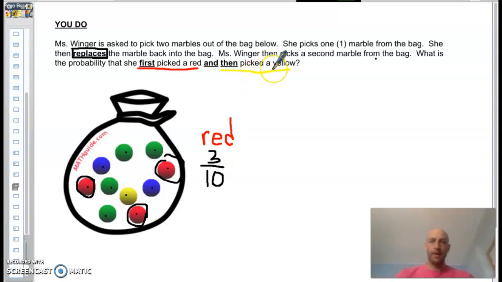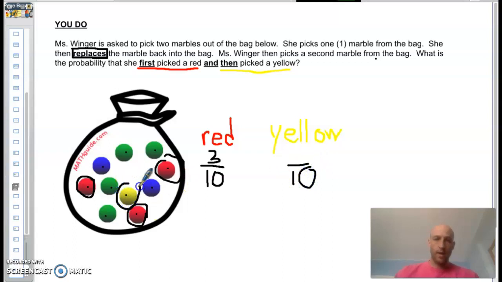Okay, then we want to pick a yellow after we take out a red and then put it back in. So before our second pick, we have put back our first marble. So we still have 10 marbles in the bag. Right? And for yellow, we have 10 marbles still because we put the first one back in. And there is only 1 yellow. So the probability of picking a yellow is 1 out of 10.